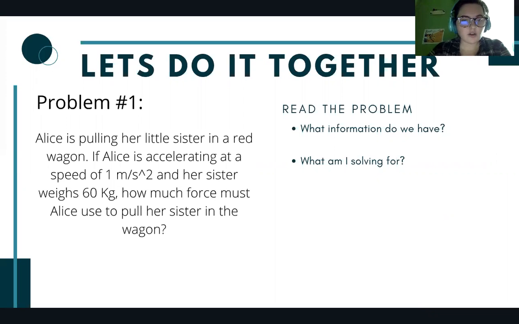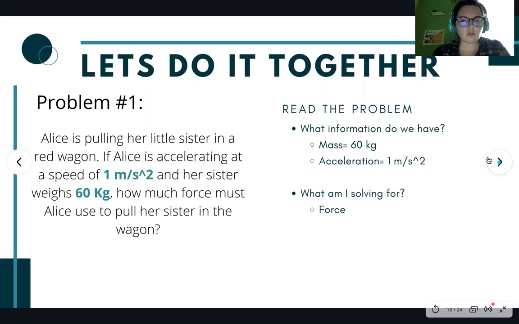Alex is pulling her sister in a red wagon. If Alex is accelerating at 1 meter per second squared, and her sister weighs 60 kilograms, how much force must Alex use to pull her sister in the wagon? So what information do we have, and what information am I solving for? Those are our key questions. Well, we're given the mass right here. We're given an acceleration here, and we're looking for the force.